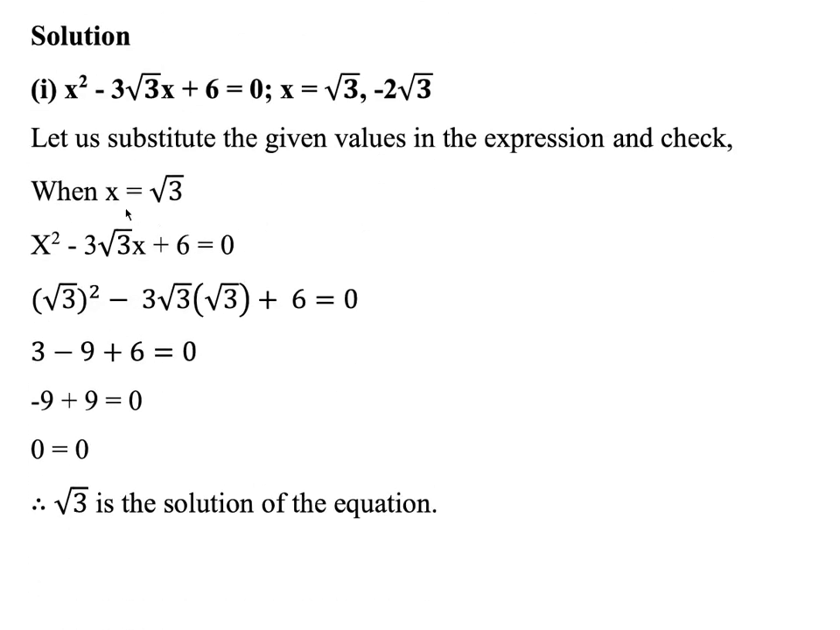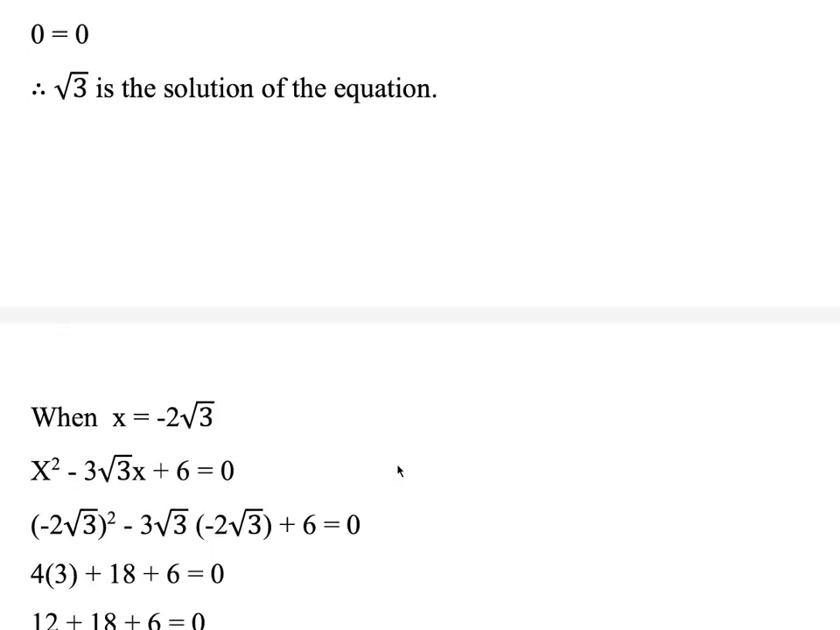We are putting x is equal to root over 3. So in place of the x we will write root 3 square minus 3 into root 3 plus 6. So left hand side is equal to 0. So we can say that root 3 is the solution of the equation.